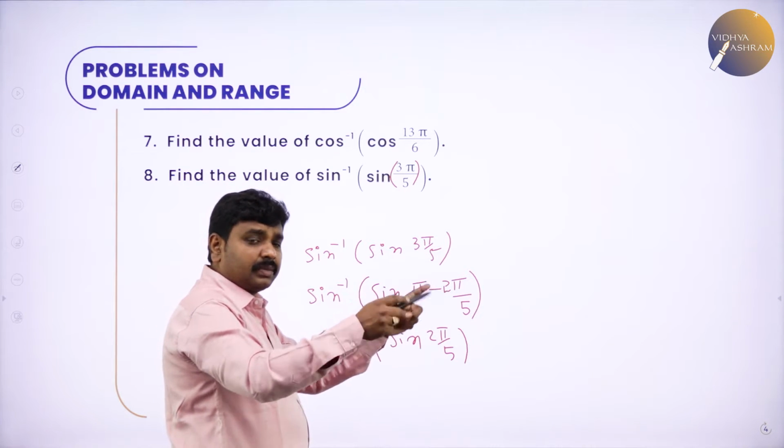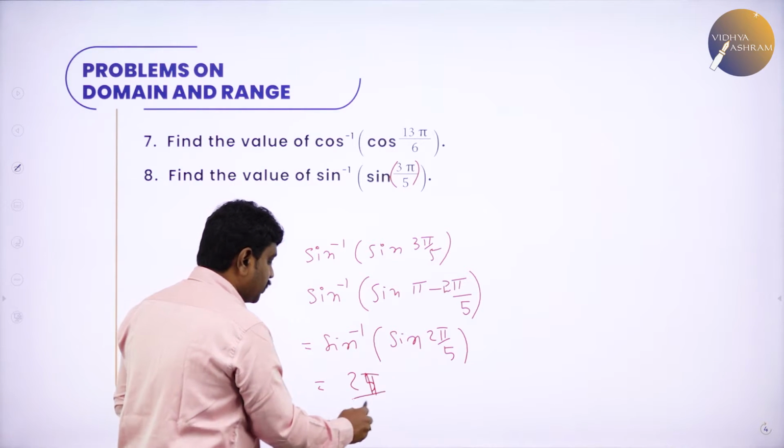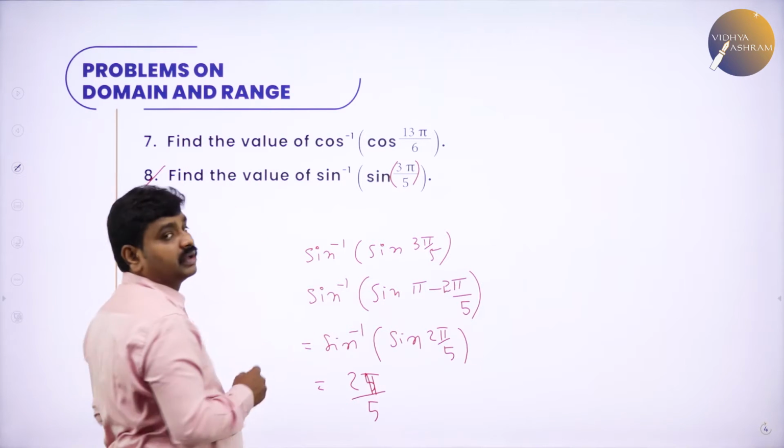72 lies between minus 90 and 90. So sine inverse of sine theta becomes theta. That is, the answer is 2 pi by 5, because 2 pi by 5 is within minus 90 and 90. So we have done this. I hope all of you understood.